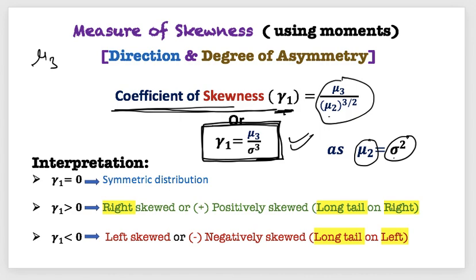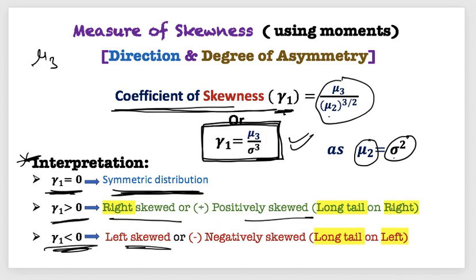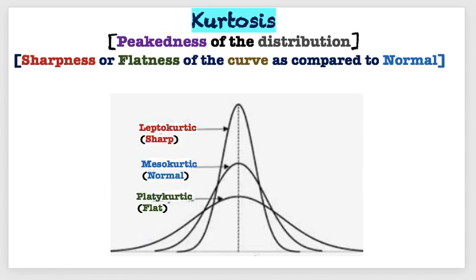Now next, what is the interpretation? If gamma 1 turns out to be 0, we can declare that the distribution is symmetric. If it is greater than 0, we can call it right skewed, positively skewed. If it is less than 0, it is left skewed. So this is how we can interpret the result via the gamma 1 value. This is a technique to measure skewness.